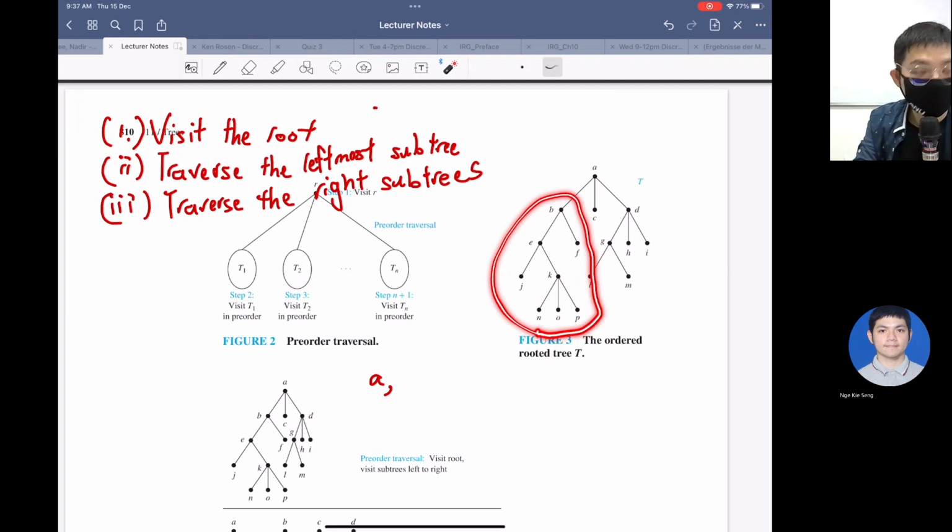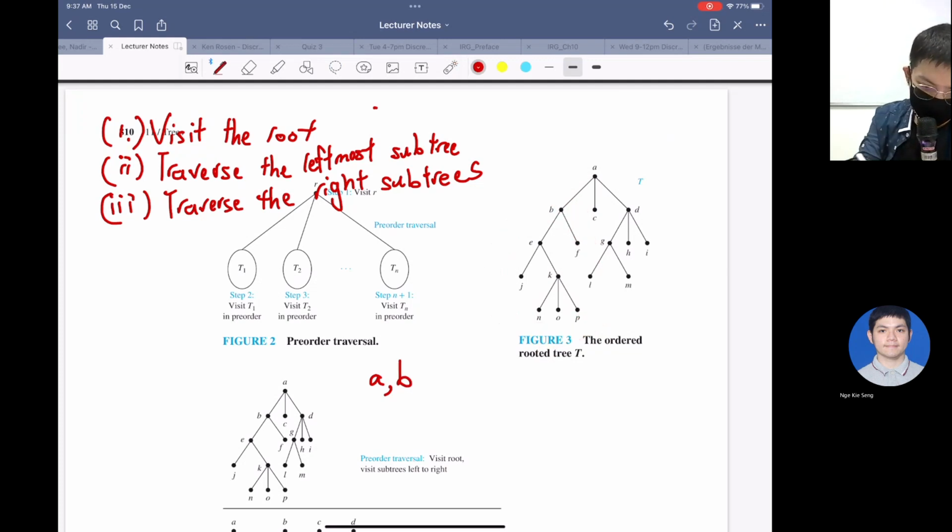Okay. So to traverse the leftmost subtree, you first visit the root, okay? And then you traverse the leftmost subtree. But when you traverse the leftmost subtree, you visit the root first. And then you traverse the leftmost subtree. So you get J. And then after you finish traversing the leftmost subtree, you need to traverse the right subtree.